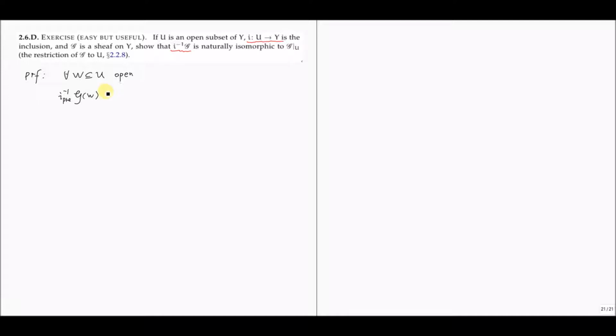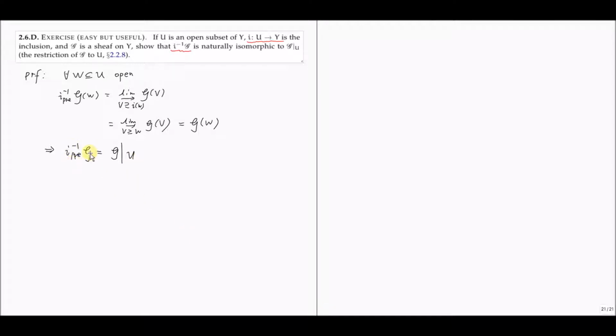By definition, this is a colimit of G of V, where V ranges over all the open subsets containing i of W. But i of W is simply W. And this will be equal to G of W. This shows i pre-inverse of G is equal to the restriction of G to the open subset U.